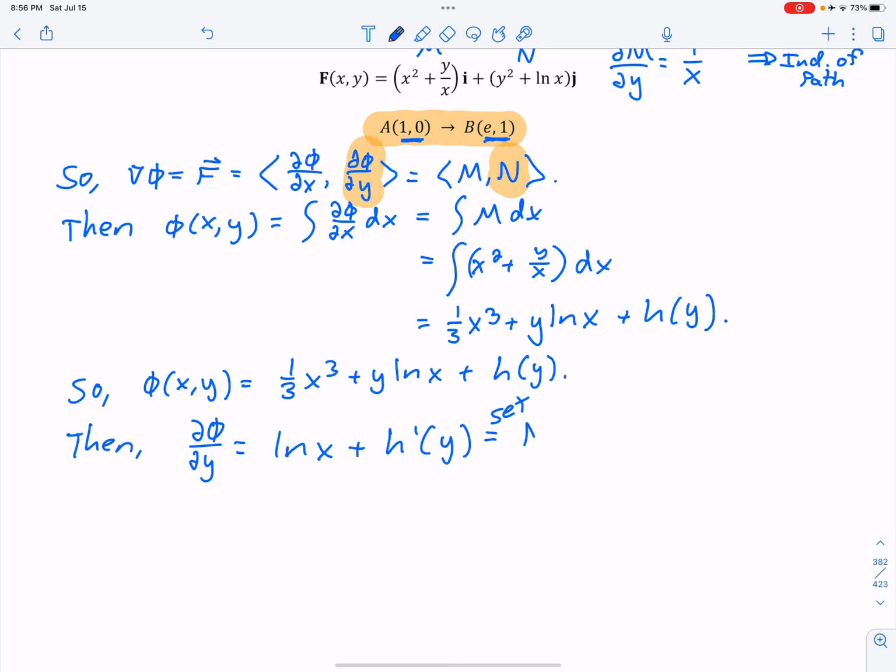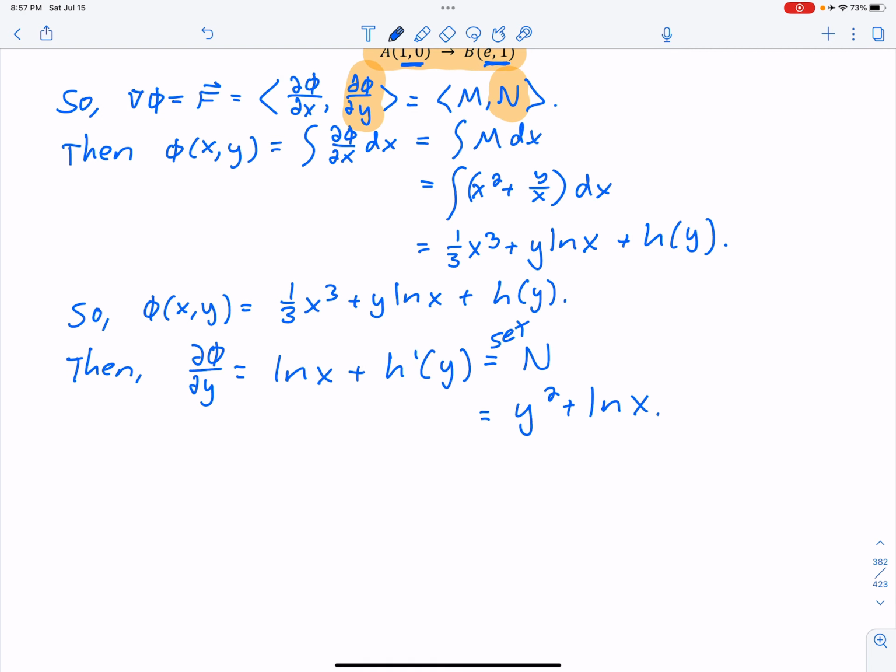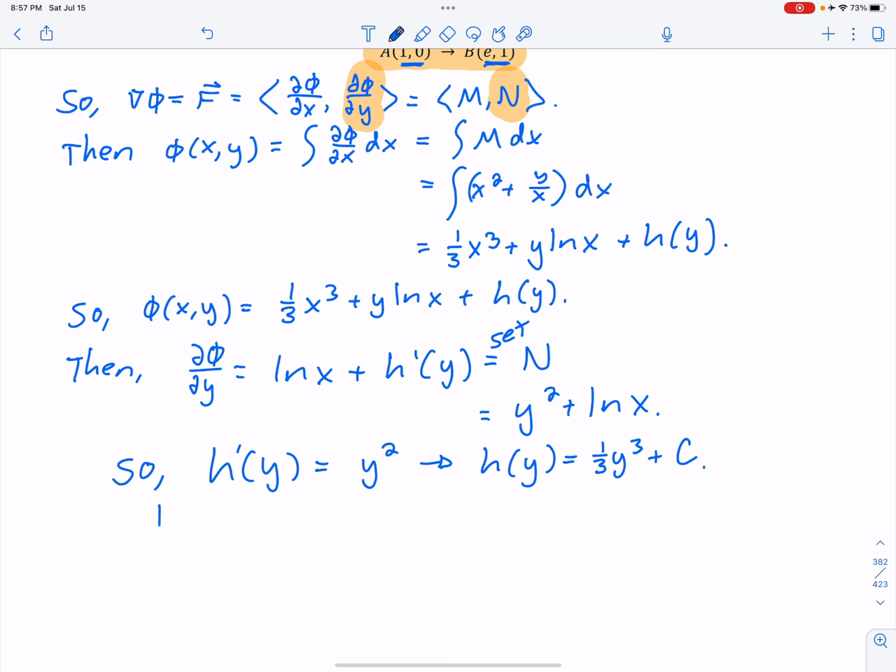So we can say it's equal to N, and I'm going to replace that with y squared plus ln of x. What's really nice is those ln of x's cancel, and all our other variables should go away at this point. So h prime of y is equal to y squared. I can do that integral, and h of y then is 1/3 y to the third plus c. So we have phi of x, y equal to 1/3 x cubed plus y ln of x plus 1/3 y cubed plus c.